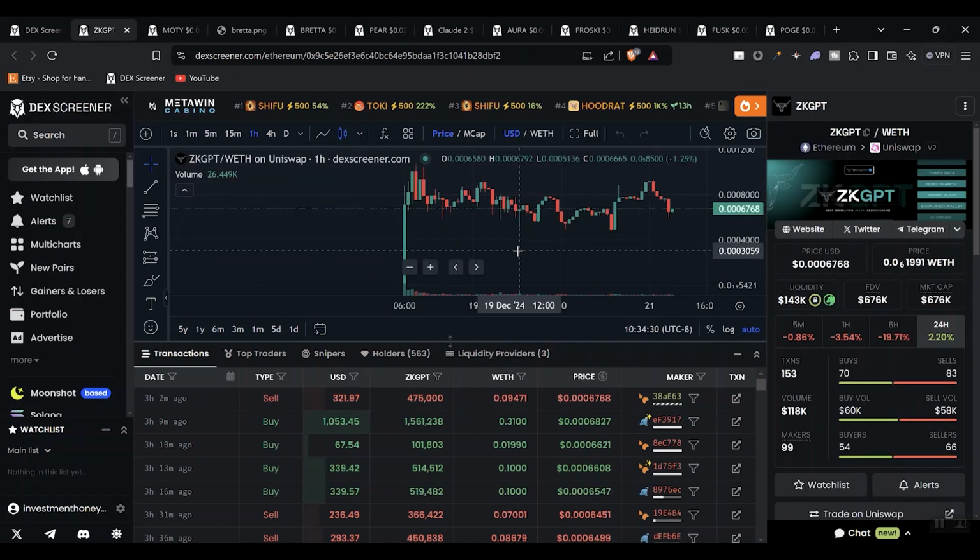This one we talked about yesterday and the day before: ZK-GPT. I did say that I felt the fact that it was holding for the last couple of days was a positive sign, especially considering that the market has not been that great.